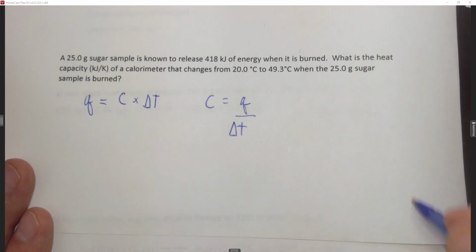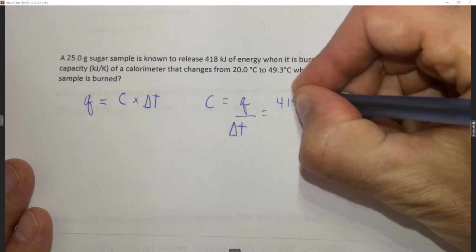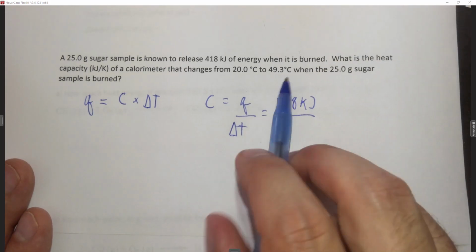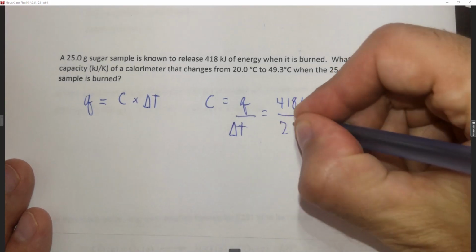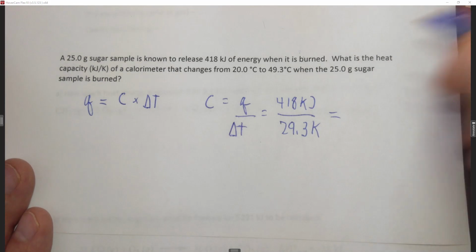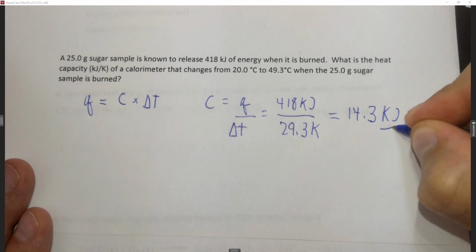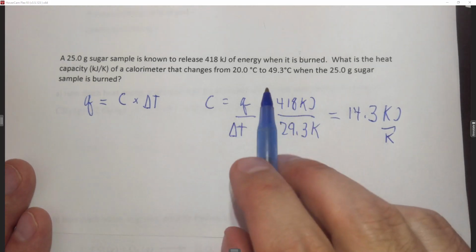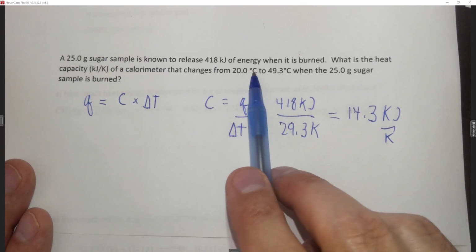The heat capacity is always positive, so what we put in here is 418 kilojoules. For the change in temperature, it's still the same thing, TF minus TI. So 49.3 minus 20 is 29.3 K. And what we end up with is 14.3 kilojoules per K.